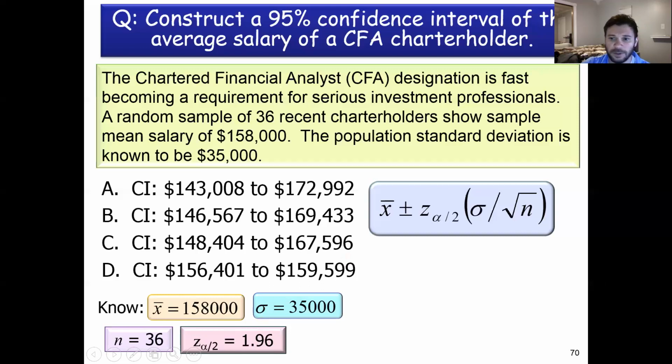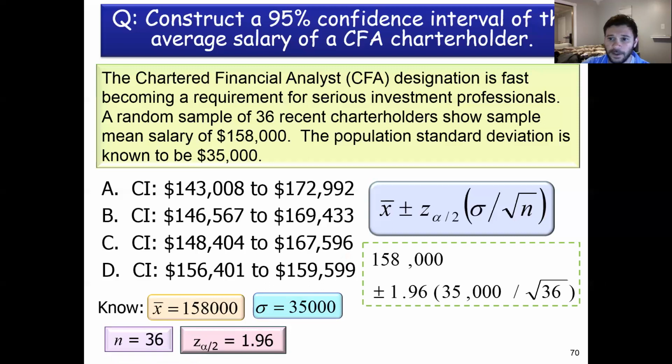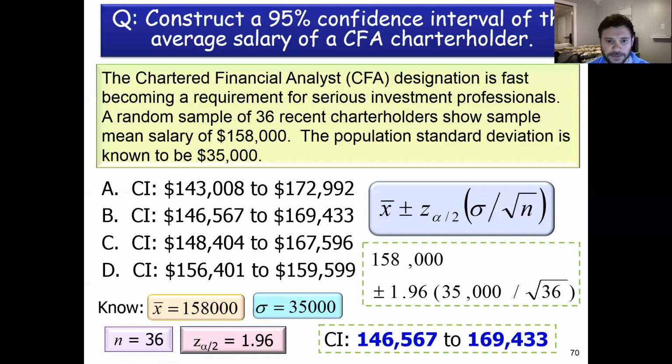Once we plug that into our confidence interval formula, we can calculate the margin of error. And we now see that the confidence interval says we can be 95% confident that the true population mean falls within this range of $146,567 to $169,433. So the best answer here is choice B.